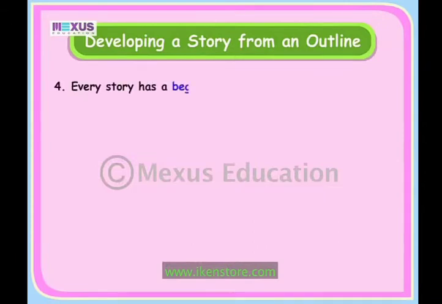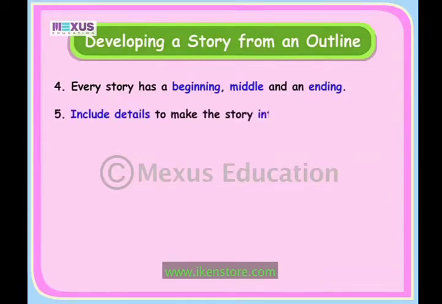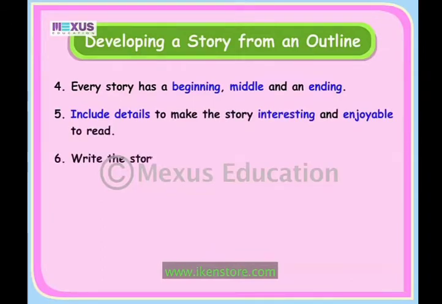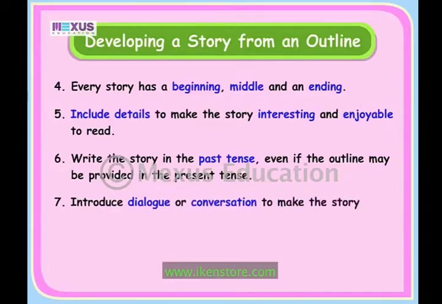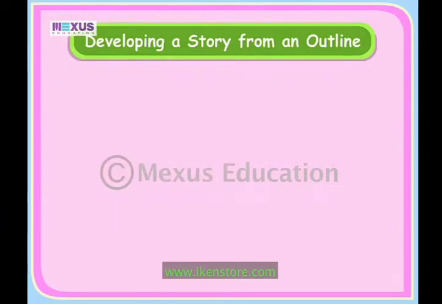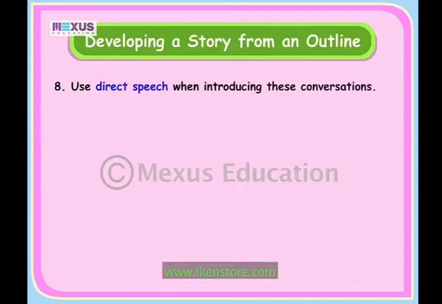Every story has a beginning, middle, and an ending. You may include details to make the story interesting and enjoyable to read. Write the story in the past tense even if the outline may be provided in the present tense. Introduce dialogue or conversation to make the story engaging. Use direct speech when introducing these conversations.